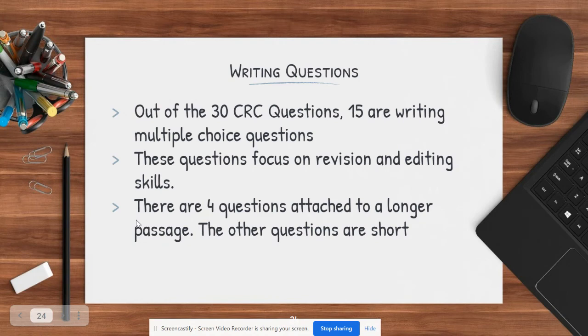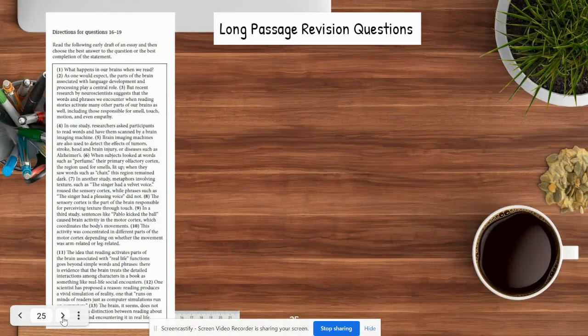Of the 30, 15 are the writing multiple choice, and those are going to be questions 16 through 30. These questions are going to focus on editing and revising skills, and there are 4 questions attached to a longer passage, and the other questions are short. So let me show you what these look like.